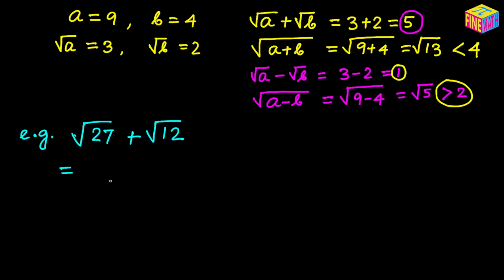Square root of 27 is actually square root of 3 squared times 3, right? That would be 9 times 3, that would be 27. And similarly, square root of 12 can also be written as 4 times 3, so this should be 2 squared times 3. Whatever is the square number can come outside of the radical sign, and then the 3 squared will become just 3 when it comes out of the radical sign.